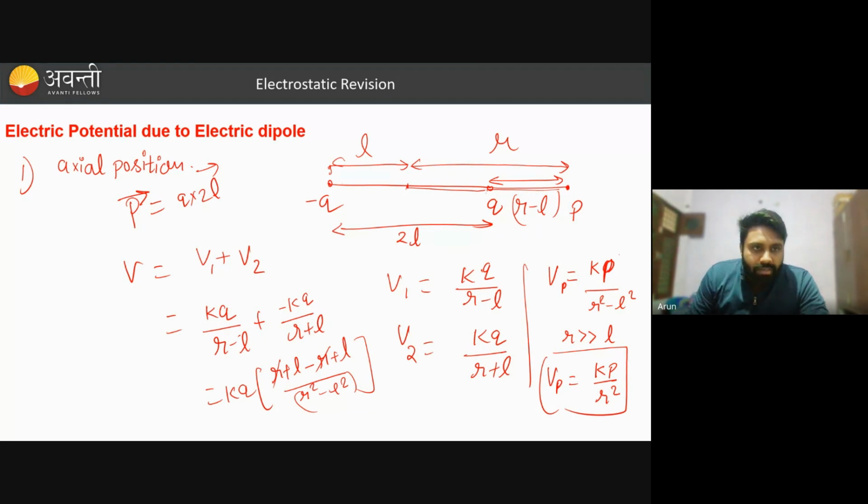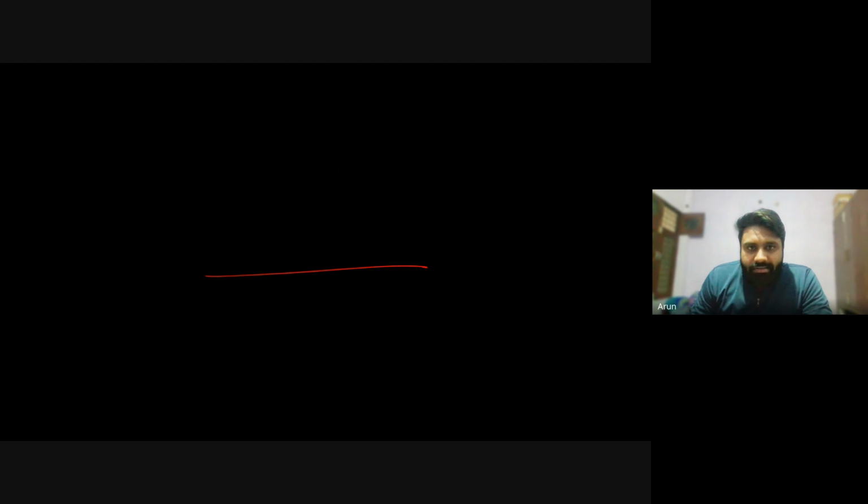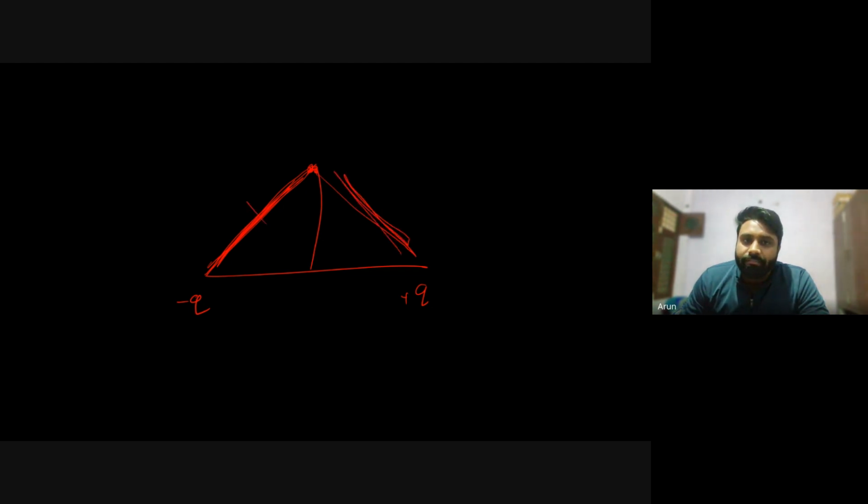Got it? For the perpendicular position or equatorial position, the potential will be 0, because you will understand it here. Here is the dipole. You will take this perpendicular bisector. So the potential for this will be determined by the distance between this point and minus q, and this distance will also be the same. For the same distance, with opposite charge, the potential will be 0.